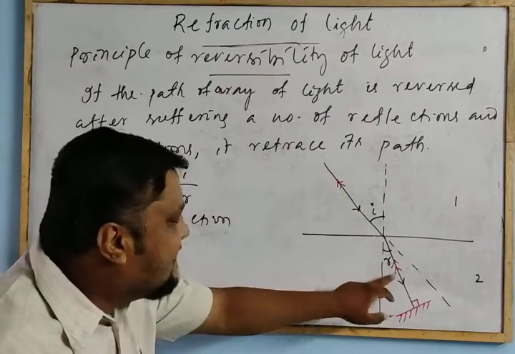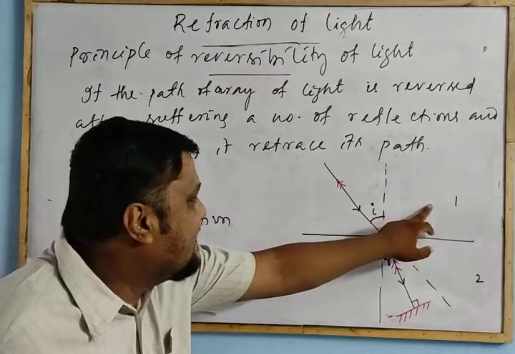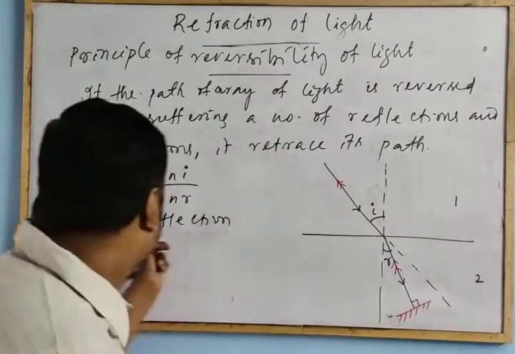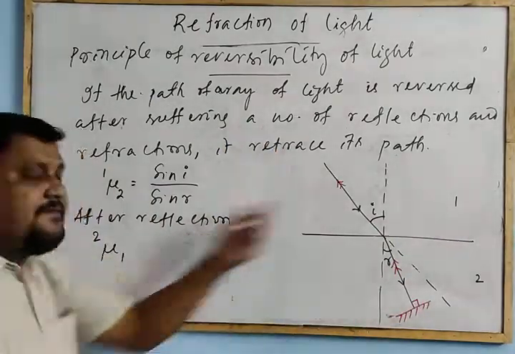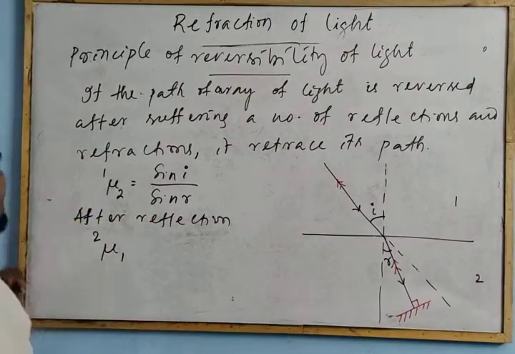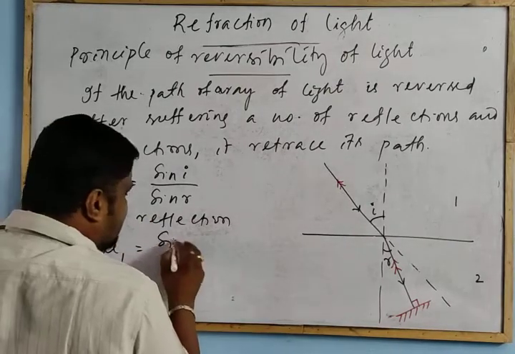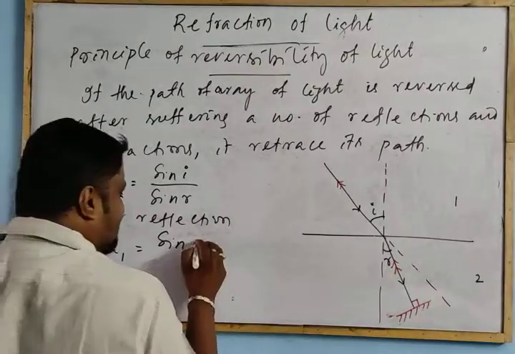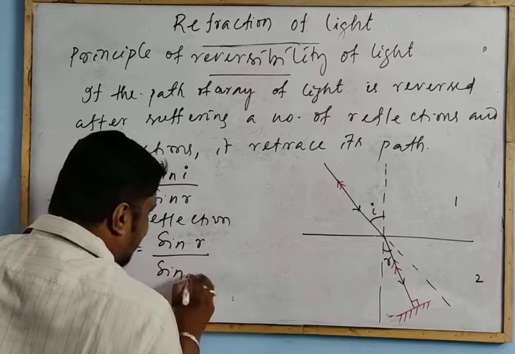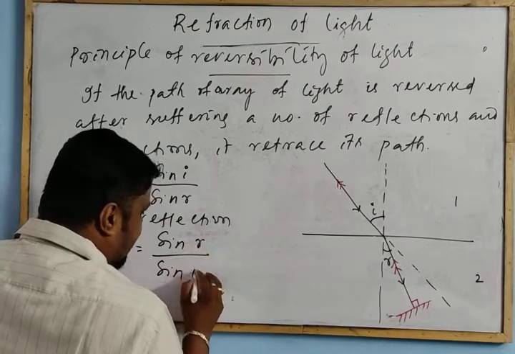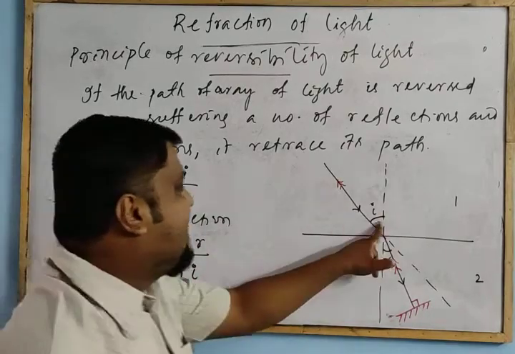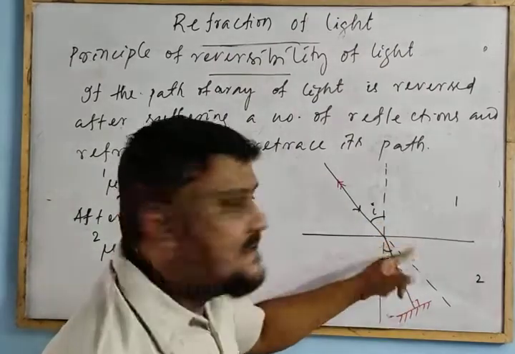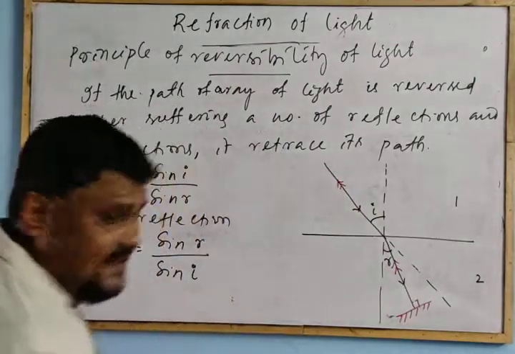This is the refracted ray and this is the incident ray. The refracted ray is in medium 1, the incident ray is in medium 2, after the reflection. So mu 1 2 is equal to sine of angle of incidence, which is now r, divided by sine of angle of refraction, which is i, because this is the refracted ray. After reflection, this is the refracted ray and this is the incident ray.